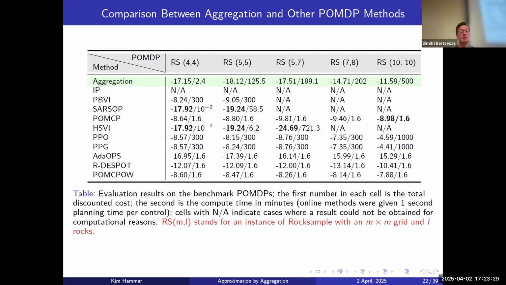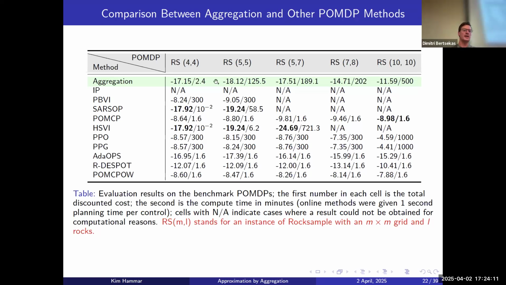And here are the experimental results. The first number in each cell indicates the cost, and the second number indicates the compute time in minutes. Aggregation is the first row. The first thing to note here is that many of these methods do not scale. When I write NA, it means that I could not obtain a result in 24 hours of computation because they simply did not produce anything. So you see that many classical methods like incremental pruning, point-based value iteration, this SARSOP method, do not scale. As soon as you get to a problem of a certain size, you cannot use these methods anymore.